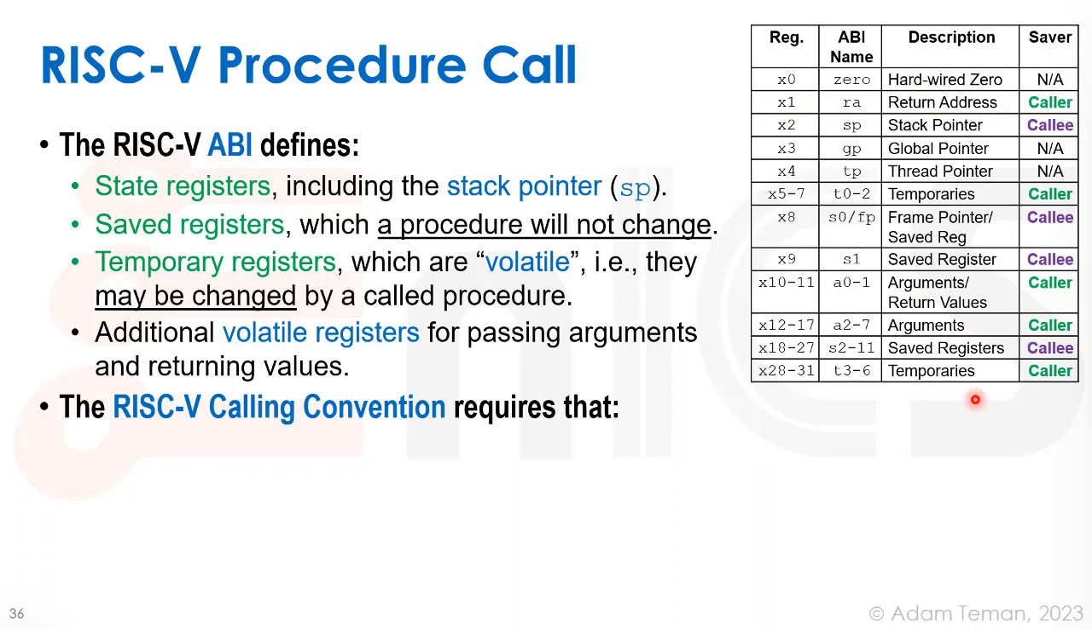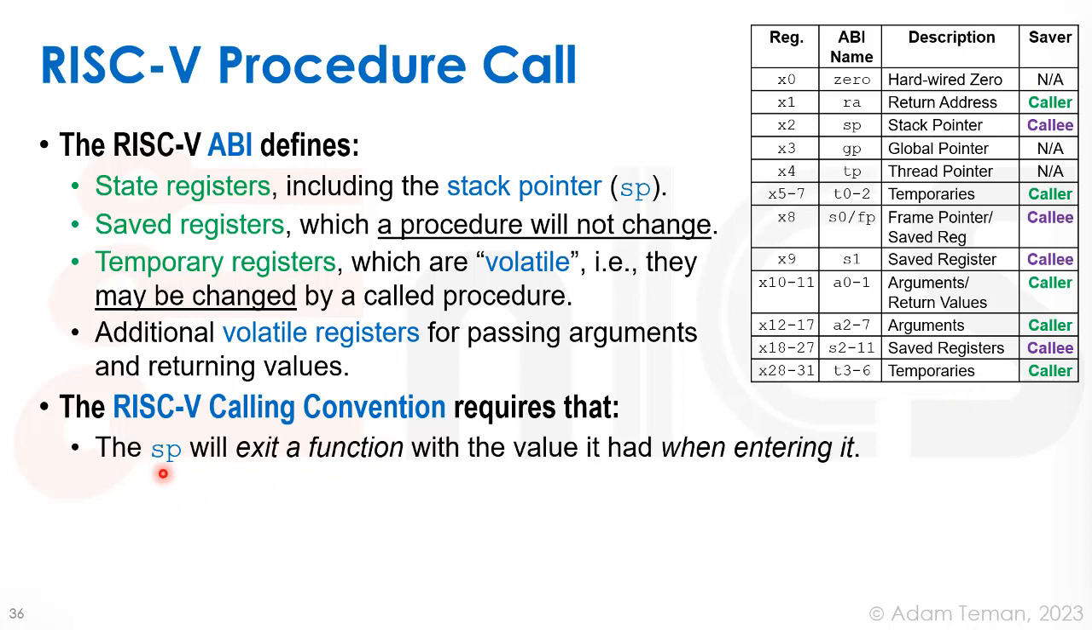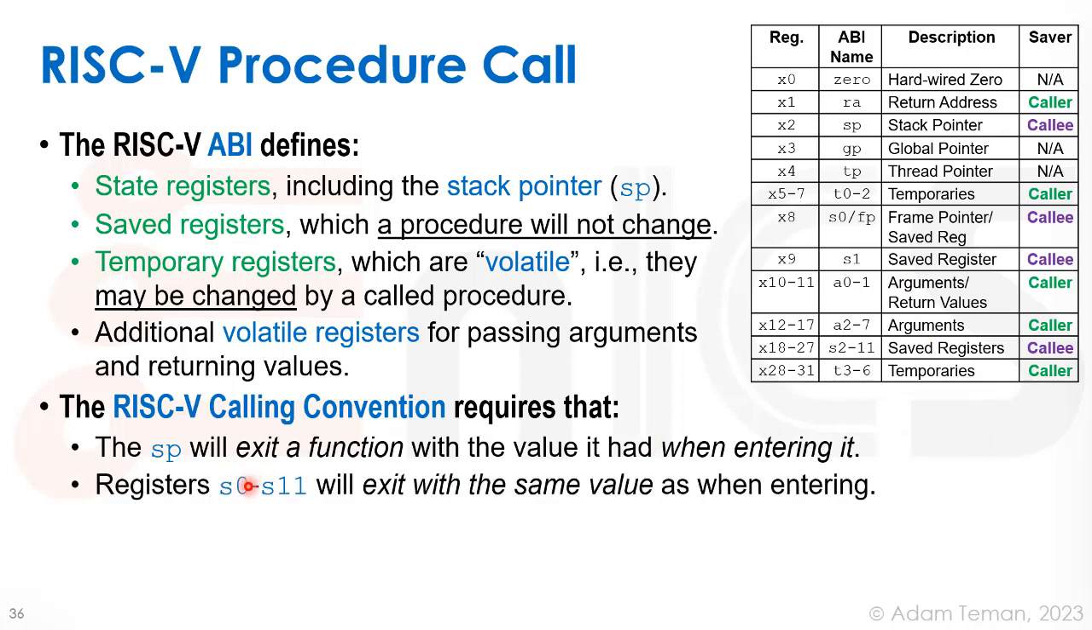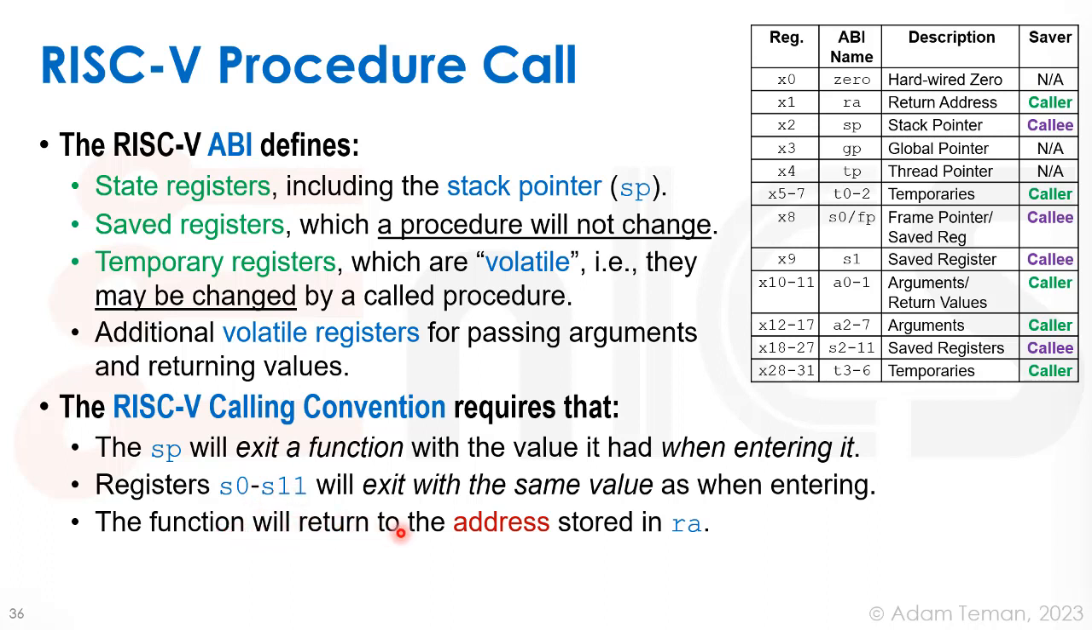Okay, when we talk about the calling convention, which we discussed last lecture, RISC-V defines the calling convention so that the stack pointer, the value that it had when entering the function, it has to exit with the same exact value. So that's really important because it's part of the state of the machine. Okay, the saved registers also must have the same value at the end of a procedure as they had when entering it. So the caller can be sure that the callee will not change the saved registers, or in other words, that the callee has to actually save the registers before it goes and plays around with them. And the other thing is that the address stored in RA is where the function will return to.